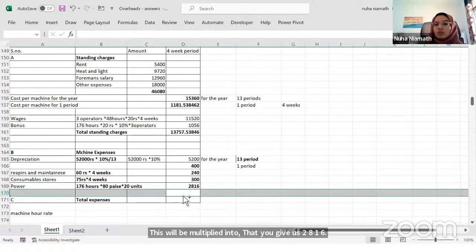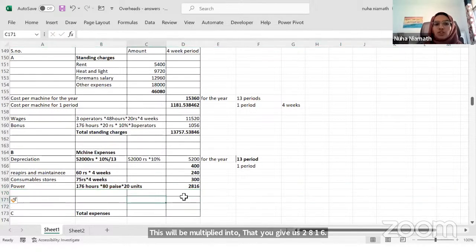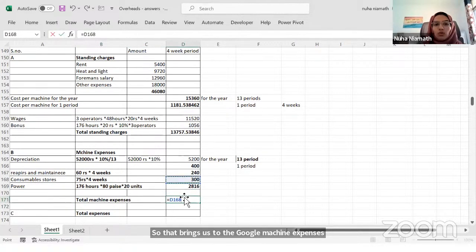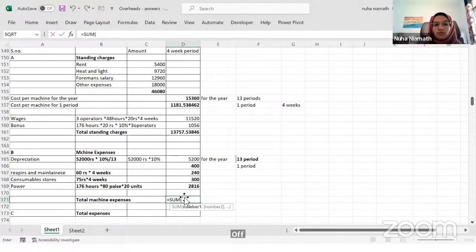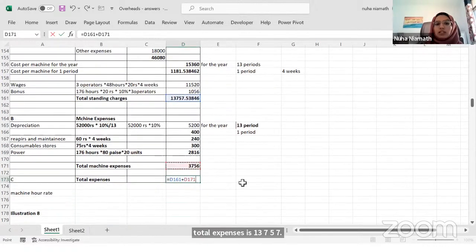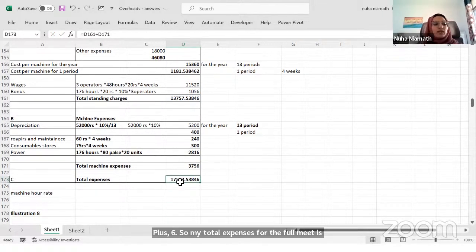So that brings us to the total machine expenses of 400 plus 240 plus 300 plus 2816, which is 3756. And the total expenses is 13757 plus 3756. So my total expenses for the 4-week period is 17,513.